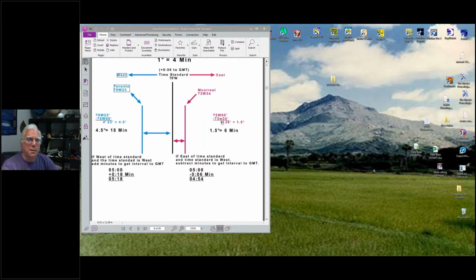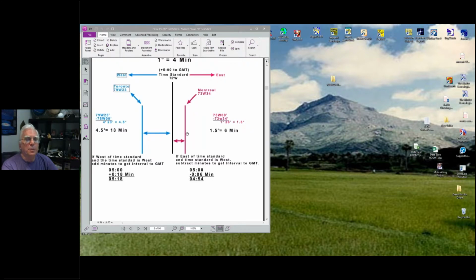But then I put it here and you'll see 1 degree, 26 minutes is the answer. That's almost 1 degree, 30 minutes is 1.5. So we just rounded off to 1.5 degrees. Each degree is 4 minutes of time. That's written up top here. Each degree is 4 minutes of time, so that's 4 times 1.5, 6 minutes of time. So I'm 6 minutes off of the time standard because I'm east of the time standard.